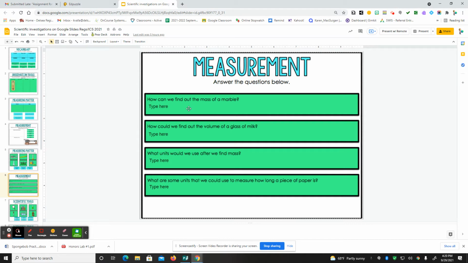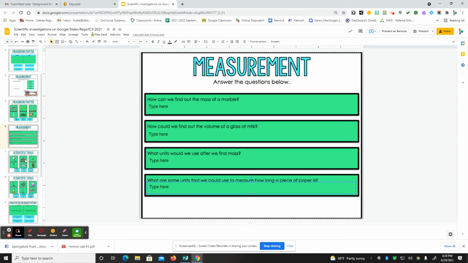Continuing, this is the one, really the only one that you have to answer in a complete sentence. It says, how would we find the mass of a marble? So you would tell me in a complete sentence, measuring the mass of a marble, and how could we find out the volume of a glass of milk? Pour that glass of milk into a whatever. So these are complete sentences that we're looking for, those 4 questions, which are on slide 4.